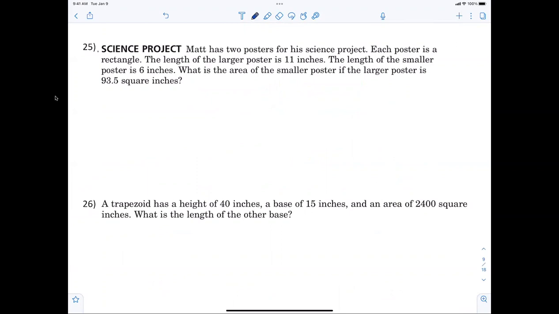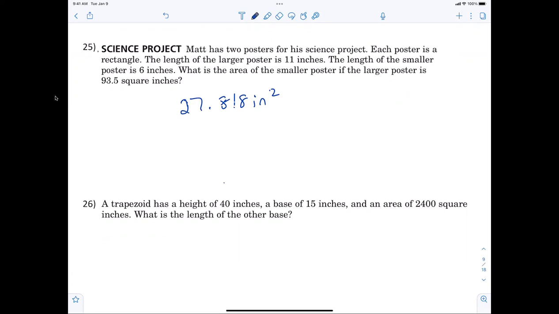The length of the larger poster is 11 inches, length of the smaller is 6. What is the area of the smaller poster if the larger poster is 93.5? Come on now. What do we got? The area of the smaller is what? 27 point what? 818 inches squared. Is that true? I heard one person say, yeah. Is anybody have any questions?